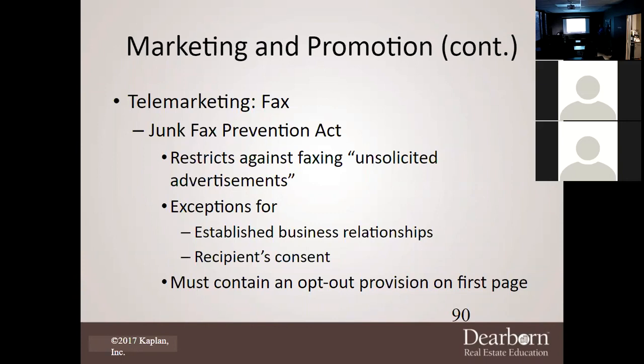Okay. So there are exceptions though. If you have an established business relationship, or if the recipient gives consent, you can send them stuff, okay? But you have to contain an opt-out provision on the first page.